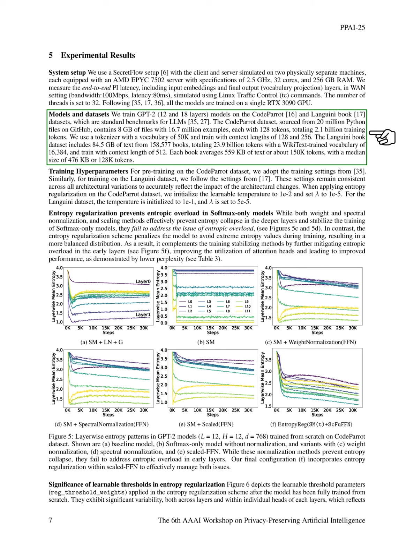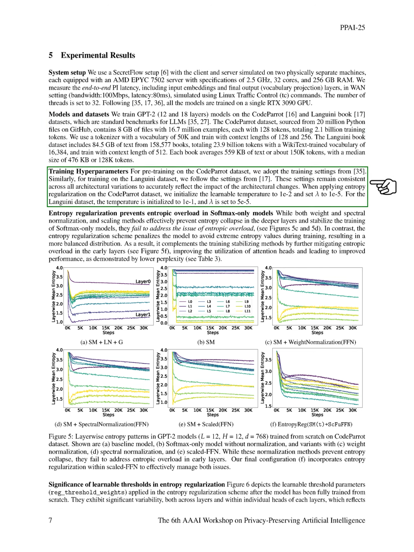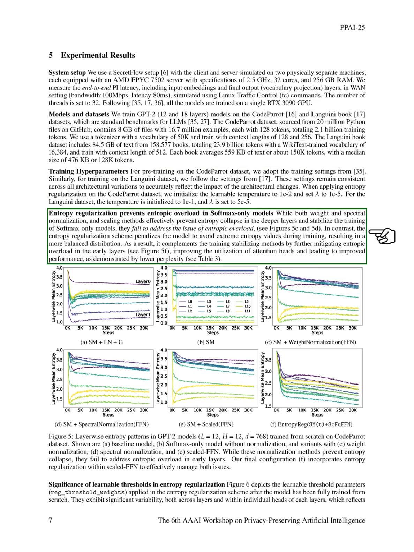Regarding our training hyperparameters, we followed established settings for both the CodeParrot and Languini datasets to ensure consistency across different model architectures. For the CodeParrot dataset, we initialized the learnable temperature for entropy regularization at 0.01 and set the lambda parameter to 0.00001. For the Languini dataset, the temperature was set to 0.1, with lambda at 0.00005. We found that entropy regularization helps prevent extreme entropy values during training, leading to a more balanced distribution and improved performance, as indicated by lower perplexity.